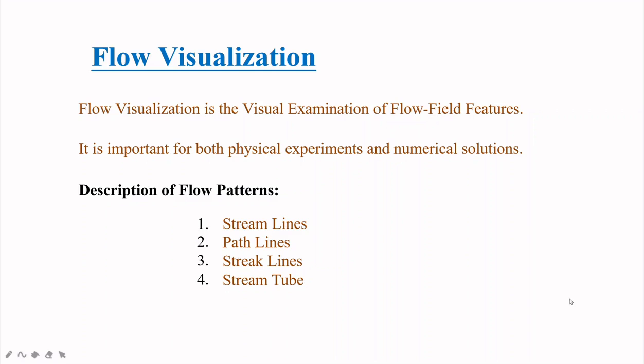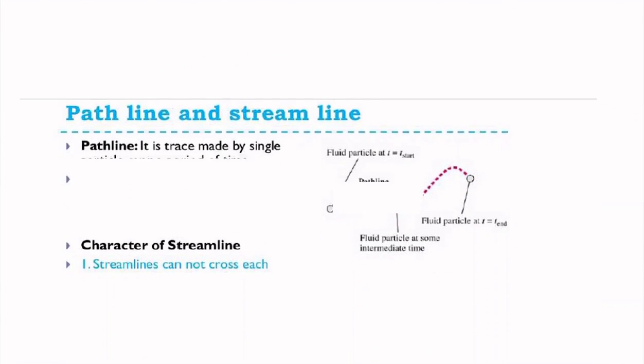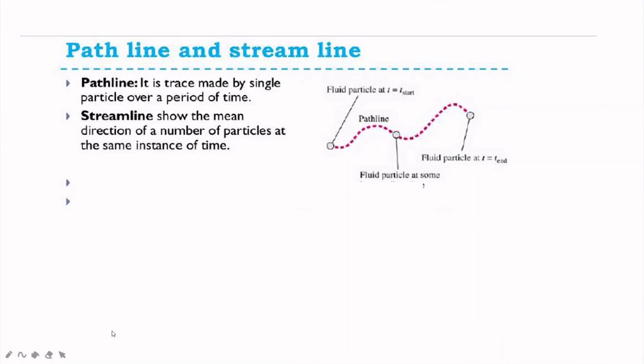So, description of flow patterns. There are four descriptions, and we'll go through them quickly. One is streamline, next are path lines, streak lines, and stream tube. One by one. The first one is path line and streamline. So path line, what is this path line? See in the figure you can see.